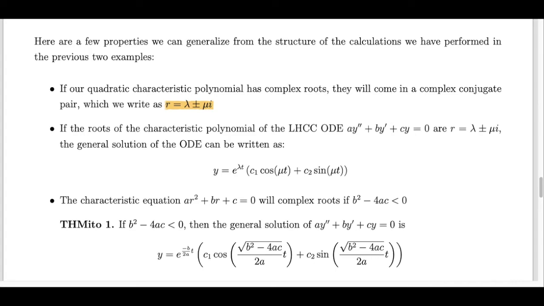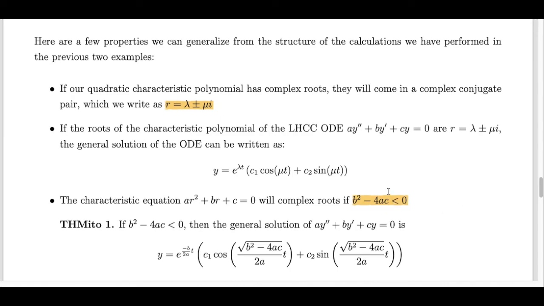The second bullet is actually also just a restatement of Theorem 1. And it says that if we have complex roots of that form, then our general solution is going to have the form given here. So the first two bullets begin with the condition that our characteristic polynomial has complex roots. So when does a characteristic polynomial have complex roots? That's what this third bullet indicates. The third bullet says that the characteristic polynomial will yield complex roots when b squared minus 4ac is less than 0.